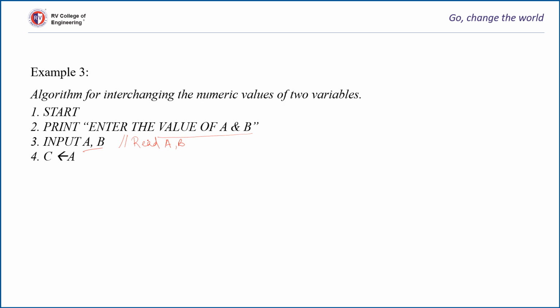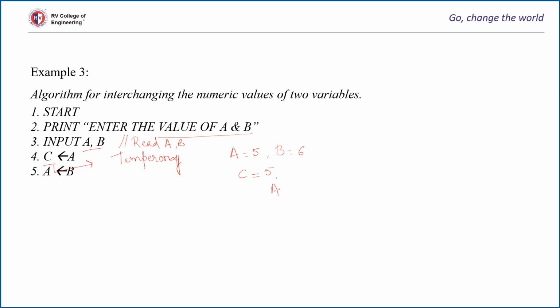Next, c is equal to a. I mean, here c is used as a temporary variable. Okay, so what happens here? The value of a is stored into c. Let us assume a is equal to 5 and b is equal to 6. Okay, so what we are doing here, we are using one temporary variable in order to swap the two values of the numbers. Okay, so here the value of a, that is 5, is assigned to c.